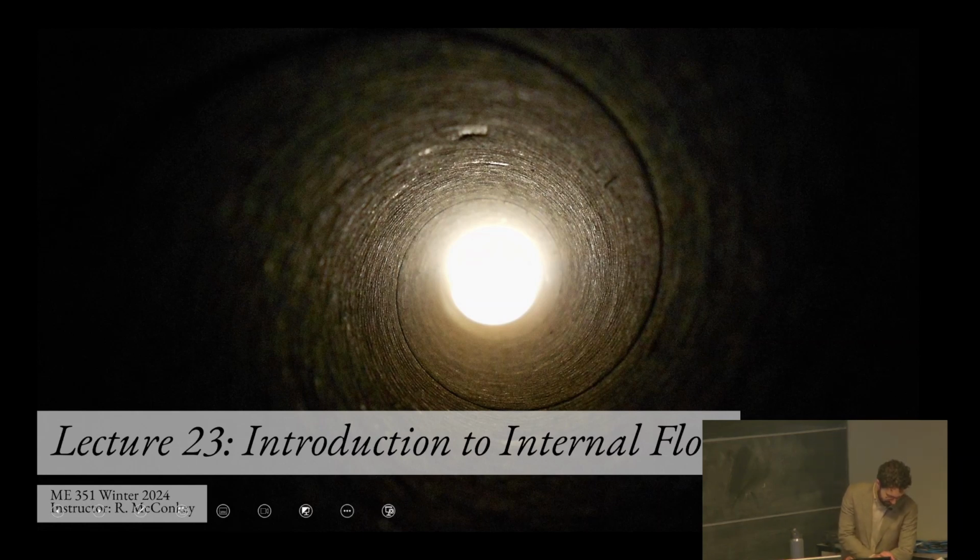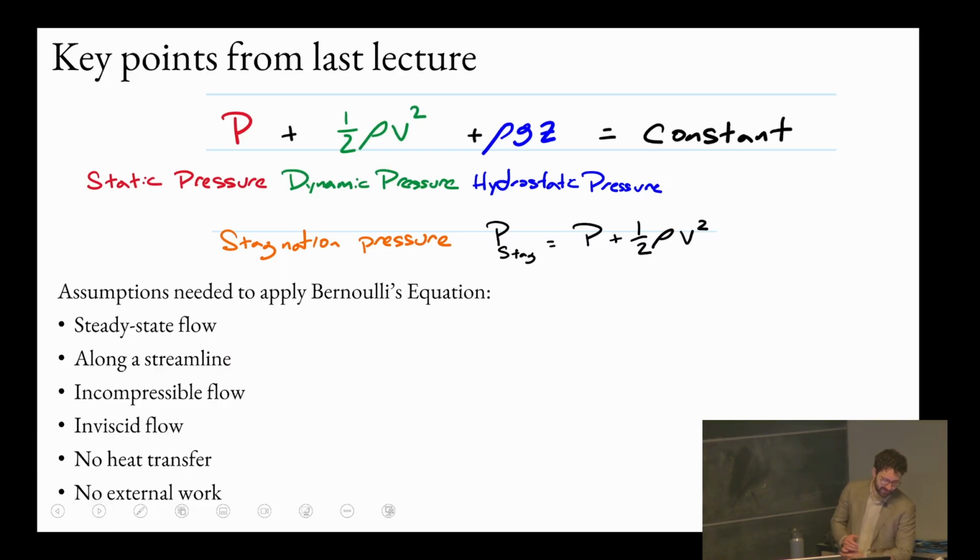Let's see, I'll review last lecture. Key points from last lecture: we talked about static, dynamic, hydrostatic, and stagnation pressure in Bernoulli's equation. We also talked about the assumptions needed to apply Bernoulli's equation. This, again, is a list of assumptions that I'll ask you in the final. It's quite important. It's also on your homework, so just good stuff to know.